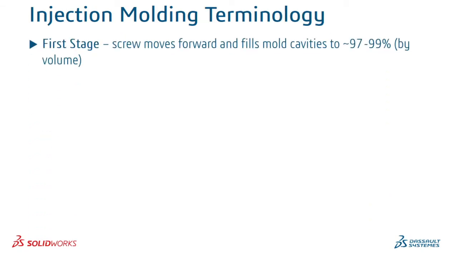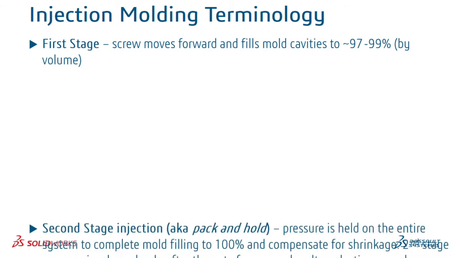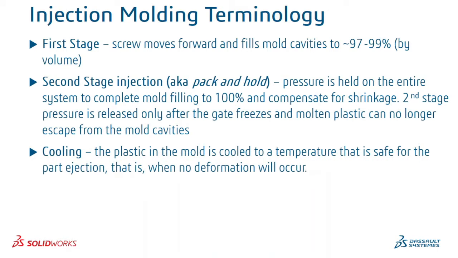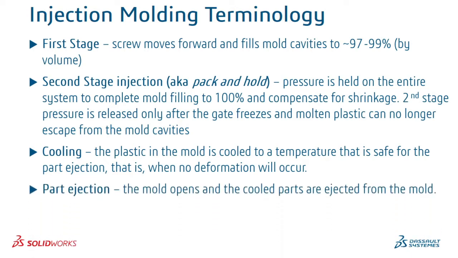Again, there are a few stages, correct? In the first stage, the screw moves forward and fills the cavity. In the second stage, pressure is held, correct, on the entire system to complete the mold filling to 100%. There should not be any areas unfilled. It should be 100% filled. So the pressure is applied on the tooling, core and cavity, and to compensate for shrinkage also. Then the cooling stage occurs, correct? The plastic in the mold is cooled to the temperature that is safe for ejection, correct? And finally it is ejected out. So a very simple process, very easy to understand.